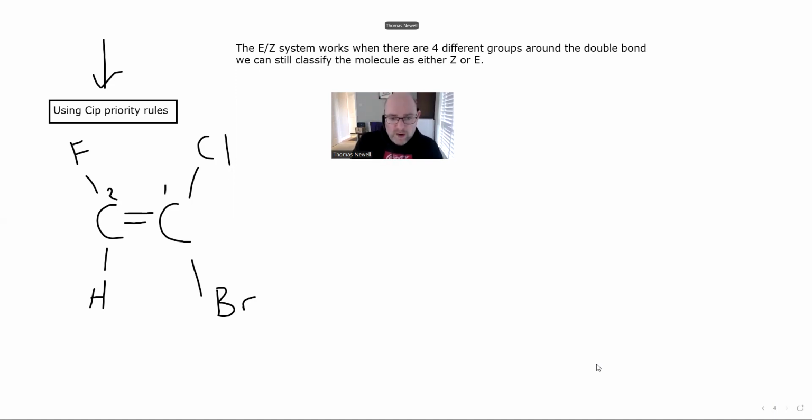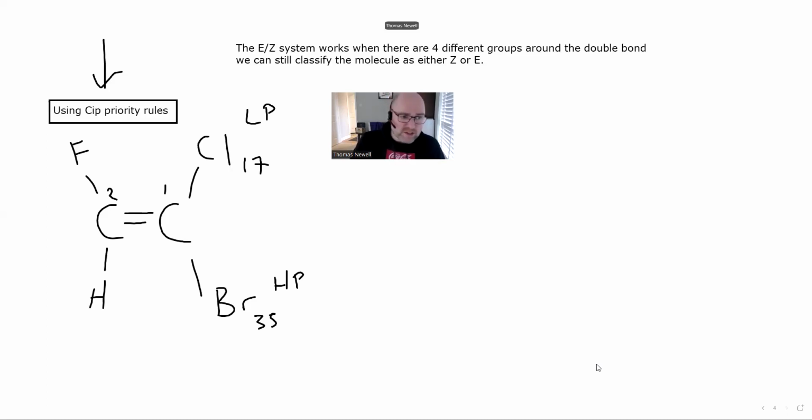So let's look at carbon 1 first of all. If we look at bromine, we can look up its atomic number in the periodic table and find that bromine has an atomic number of 35. And chlorine has an atomic number of 17. So bromine has the higher atomic number, and we're going to label it as a high priority group. We're going to label the chlorine as low priority because its atomic number is less than the other group on the same carbon atom.